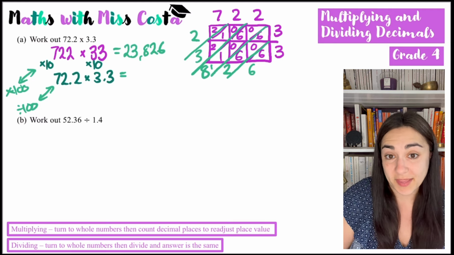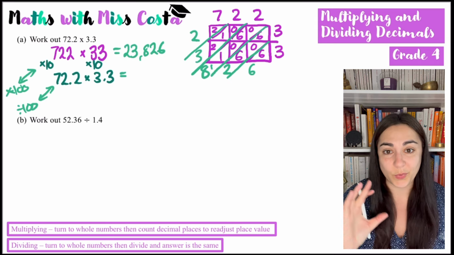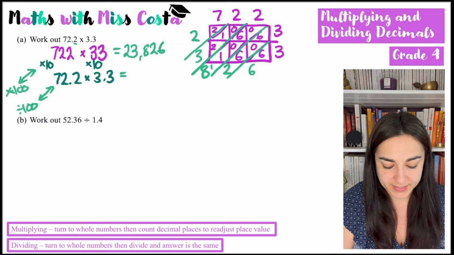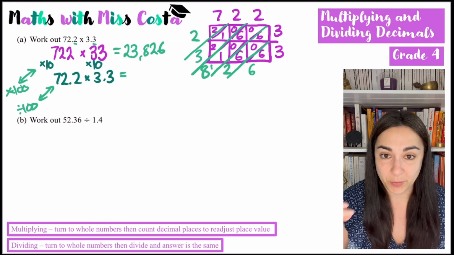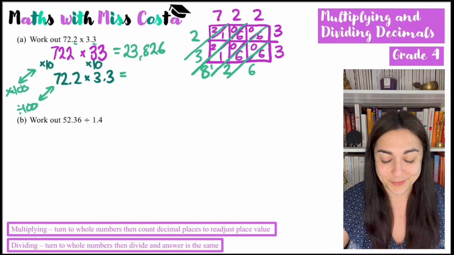So either you can do it that way, turn it into whole numbers and think about what power of 10 you multiplied it by and then divide it, or the quick shortcut way is turn them into whole numbers and then count how many digits there are after the decimal point. Each digit after the decimal point is a power of 10 that you've multiplied by to turn it into a whole number. So then you have to divide by it as well.